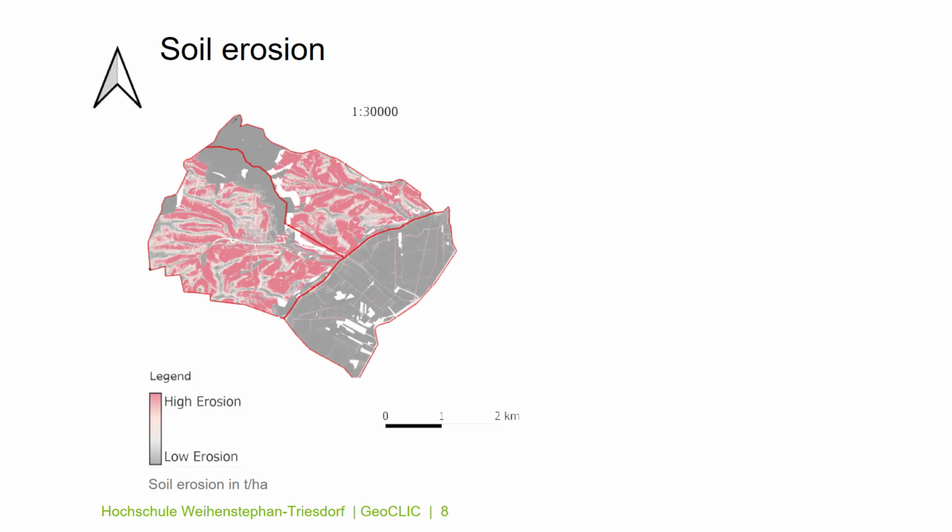In contrast, the agriculturally intensively used areas in the northwest with a lot of corn in hilly terrain, they are susceptible to very high amounts of erosion.